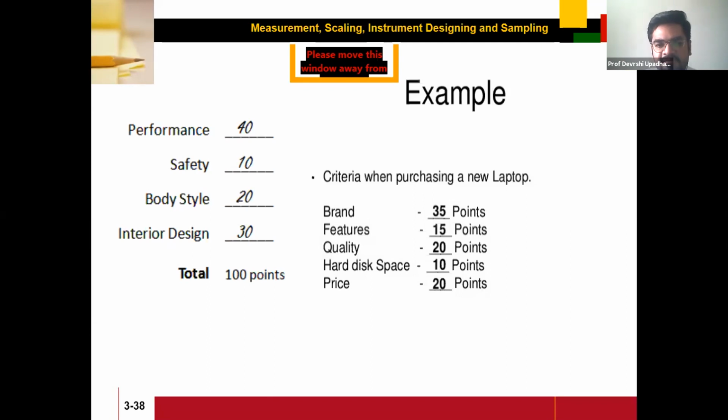Another example is the criteria when purchasing a new laptop. If you're planning to buy a new laptop, which criteria will you follow? I have five criteria: brand, features, quality, hard disk space, and price. After these five, I'll allocate the criteria based on my choice and interest, out of 100.